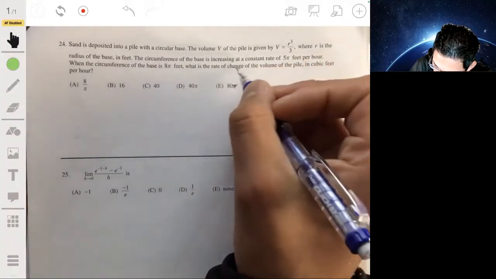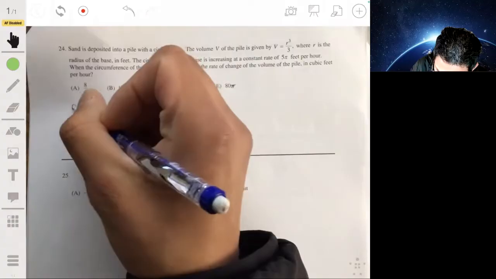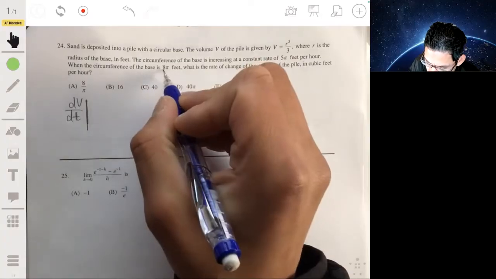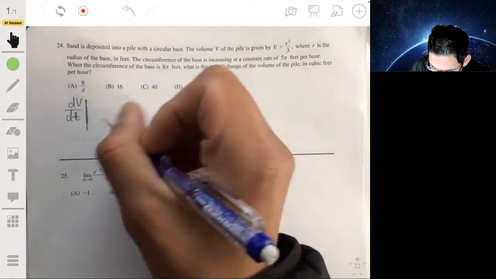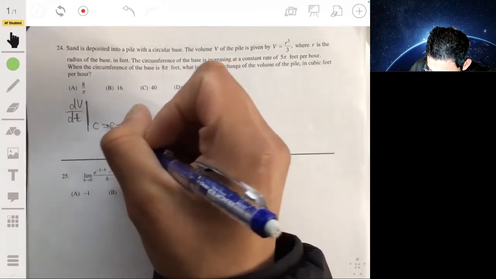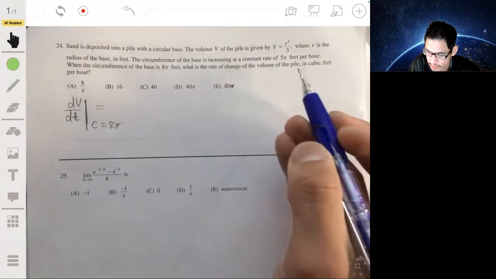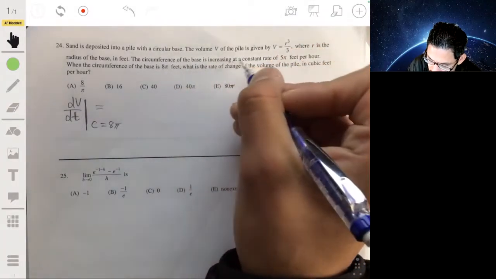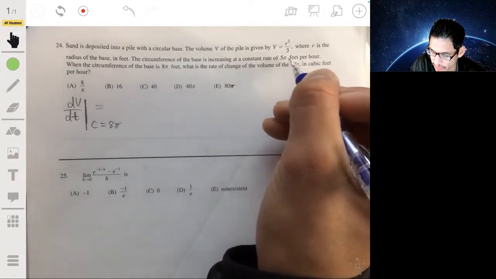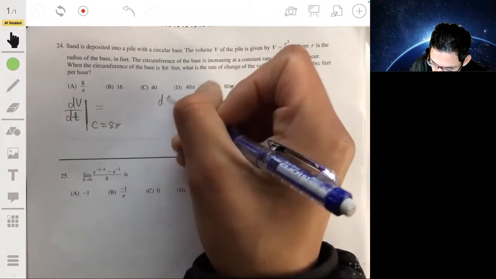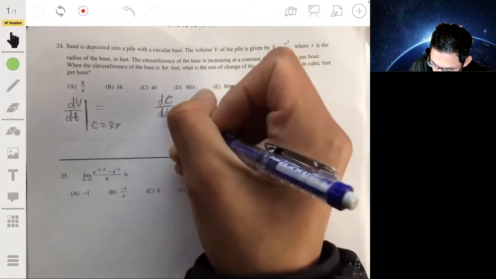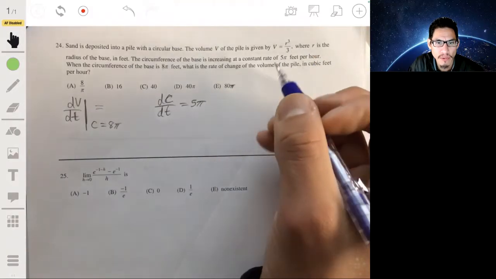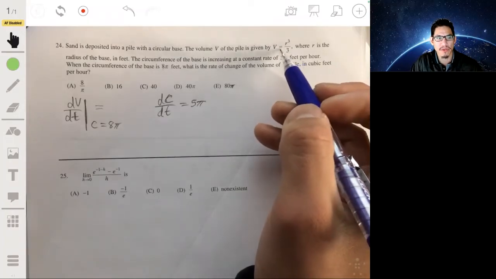So we're trying to find the rate of change of the volume of the pile. We're trying to find dV/dt with a specific condition: when the circumference C equals 8 pi feet. Now we're given that the circumference of the base is increasing at a constant rate of 5 pi feet per hour. So the derivative of circumference, dC/dt, is equal to 5 pi. So we need to find now the equation for dV/dt.